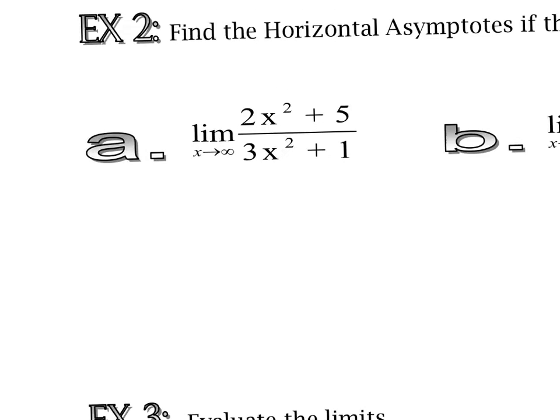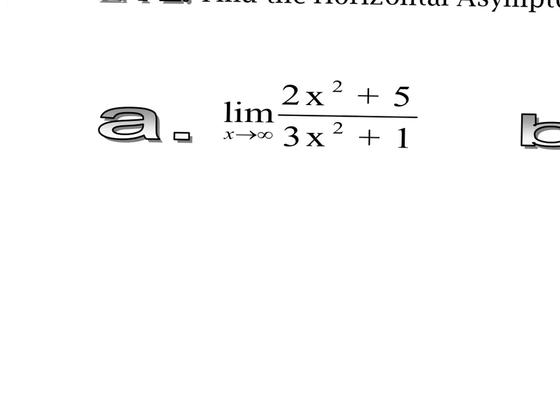Okay, got a few different examples here. Let's take a look at this one first. Right away I see that the highest degree of each of these is 2. So that means I can disregard the 5 and the 1, and I can actually disregard the x squared. All that matters here is the 2/3. So this is going to approach 2/3.